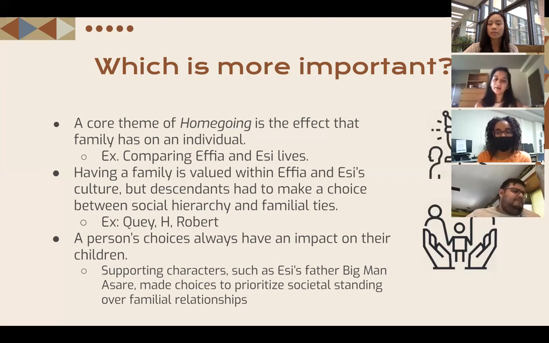Yeah, so I also saw that a sub-theme to this was that a person's choice always had an impact on their children. Whether these were consequences or whatnot, we see that through supporting characters such as Esi's father, Big Man Asare, who made choices to prioritize societal standing or familial relationships. We see that this character who has a lot of power strives to continue to have that power instead of cultivating and growing in his relationships with his family. And so we see this as a recurring theme as the chapters advance as well. Whether the choices they made were good or bad, it definitely had consequences for their children and then their children and so on and so on.